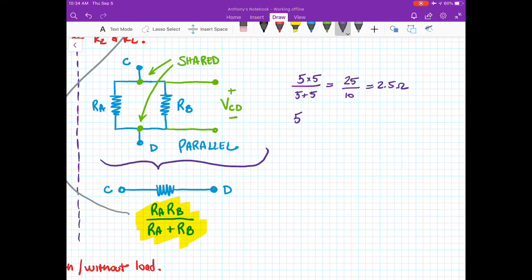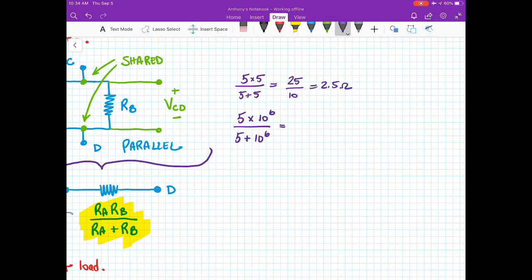Now let's try a different case. Let's do 5 times 10 to the 6. So now this is a 5 ohm resistor in parallel with a really, really big resistor. And so what we're going to see is that in the end, this 5 plus 10 to the 6 is approximately equal to 10 to the 6, right? Because a million is the same as a million and 5. So what we'll have is 5 times 10 to the 6 over 10 to the 6, which equals 5. Approximately equals 5.